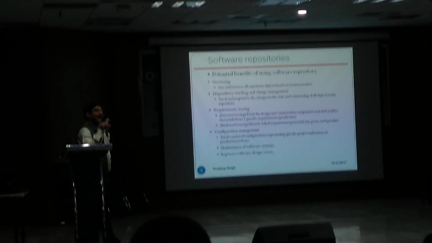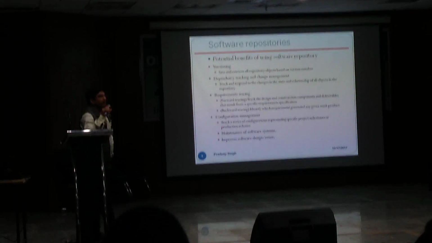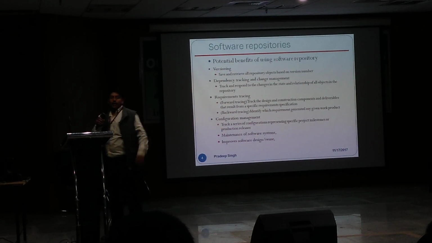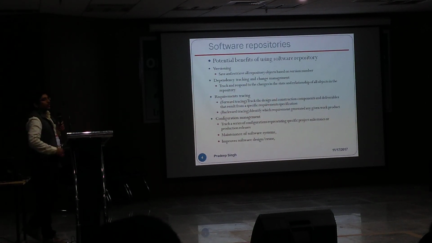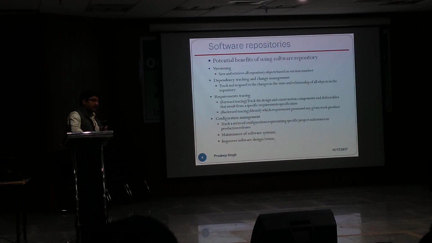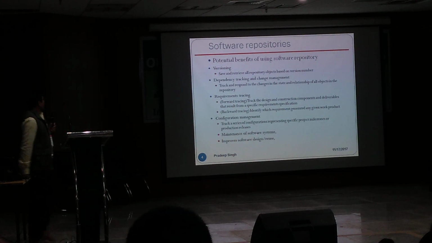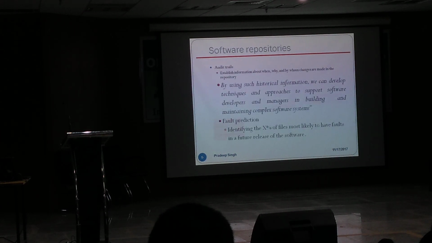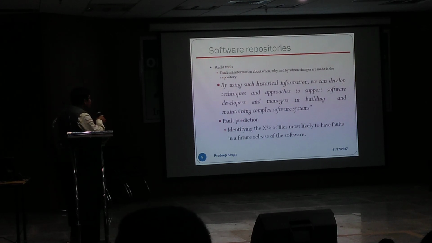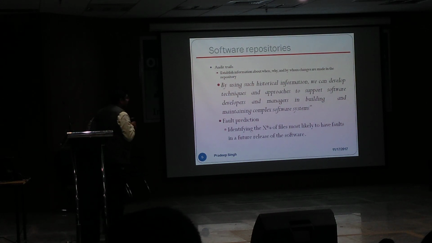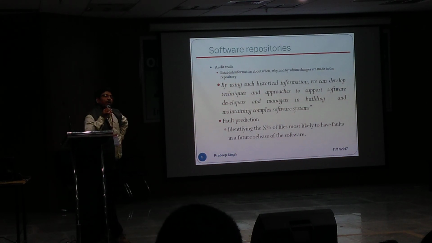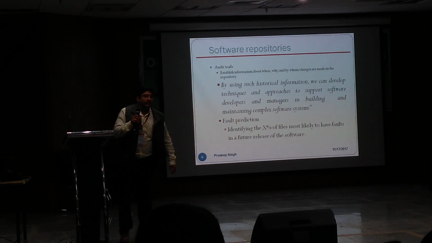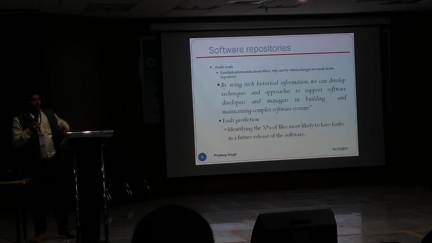These artifacts are stored in repositories where each and every fact is stored online. These artifacts can be used for software fault prediction and for managing the software well. This is one of the statements: identifying 8% of the files most likely to have faults in a future release of the software. Rather than going through each and every file which does not have any fault, we can concentrate on only X%, a small percent of the files where most of the faults are more prominent.